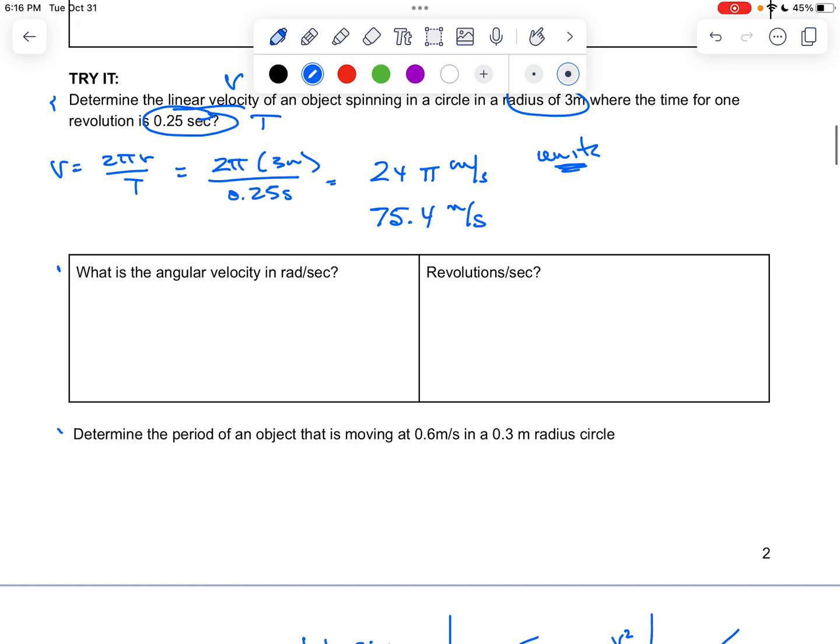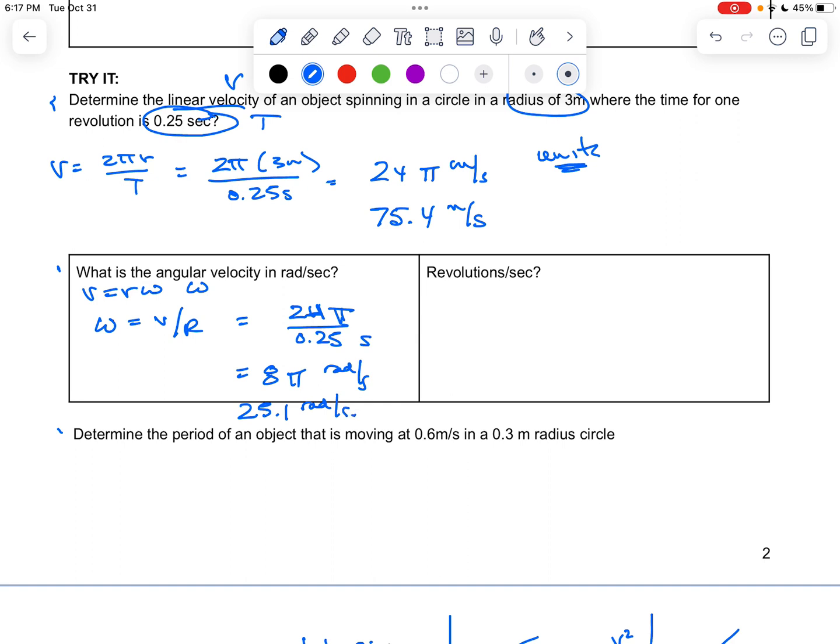Okay, the angular velocity is asking for the omega in radians per second. So that relationship, if we remember, v is equal to r omega. So omega is equal to v divided by r. So I can take the 24 pi divided by a quarter second, and that'll give me 8 pi radians per second, which is equal to 25.1 radians per second.